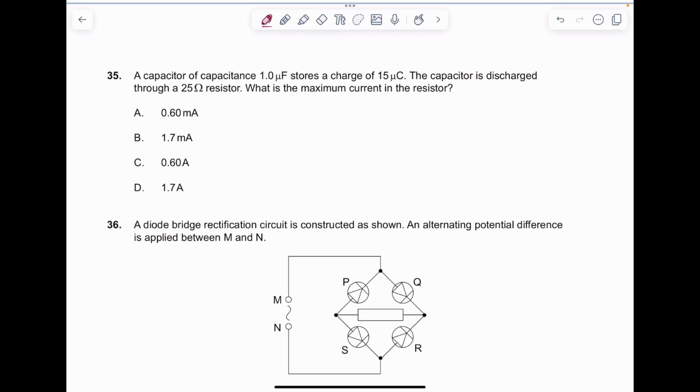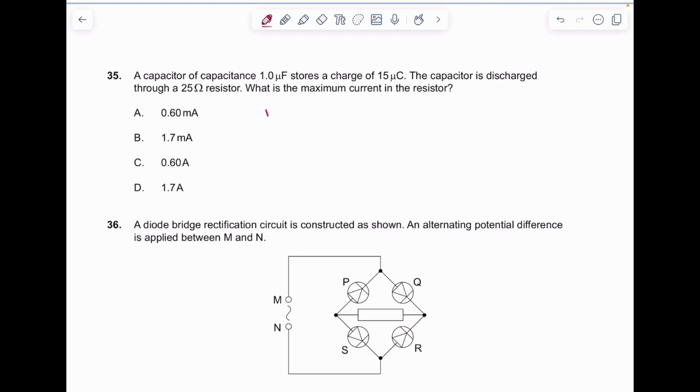Question 35: a capacitor with capacitance 1 microfarad stores a charge. The capacitor is discharged through a 25 ohm resistor. What's the maximum current in the resistor? So we're going to get the maximum current when we've got the maximum voltage and the maximum charge.